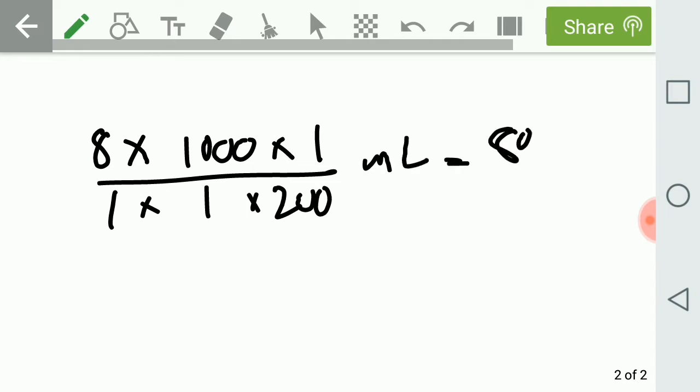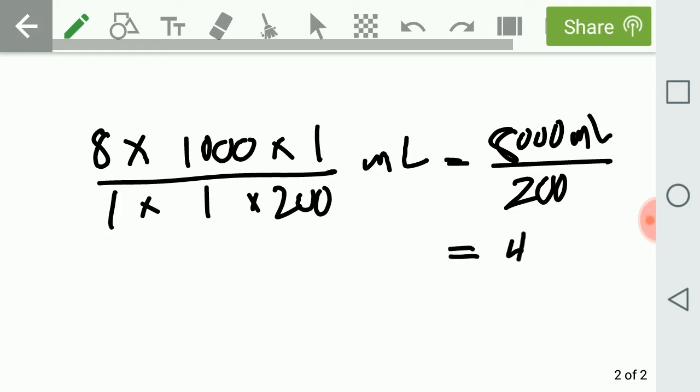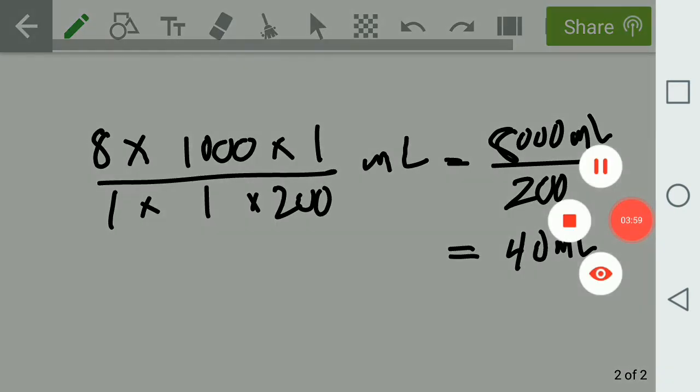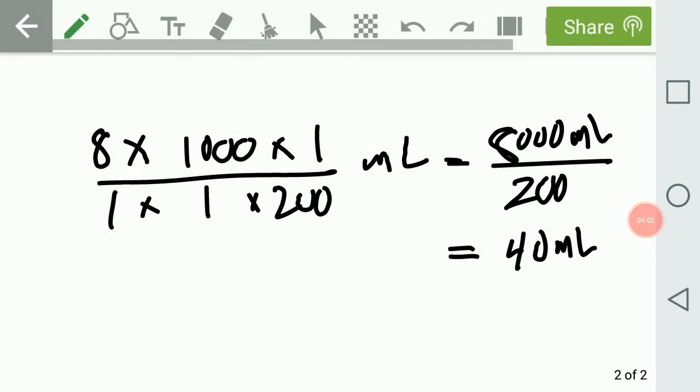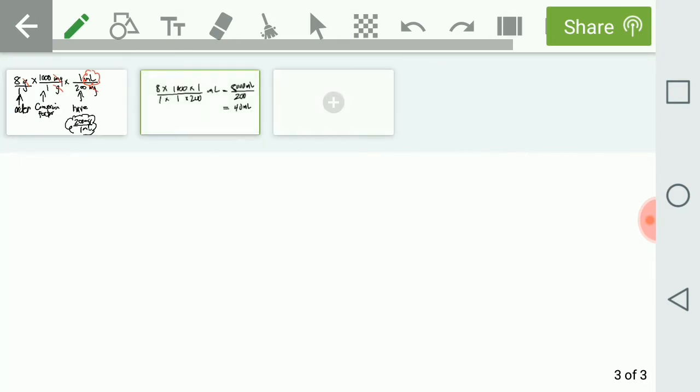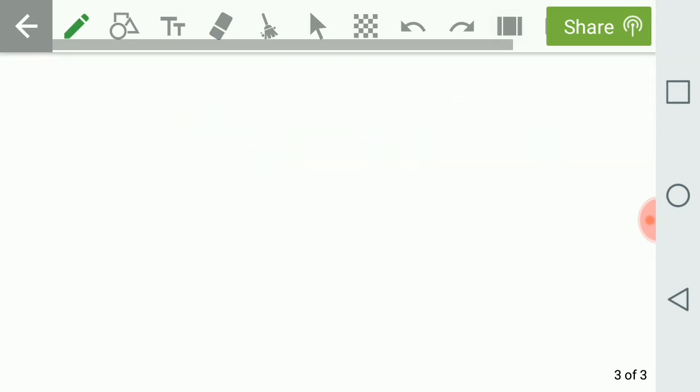And so that equals 8,000 milliliters over 200. And so when we get that answer, that's 40 milliliters. But we're not done yet. So what we need to do now is to get a 1/4 of this concentration of the medication that we've drawn up. So what we do is, if we think of it, we've got 8 grams and 40 milliliters.